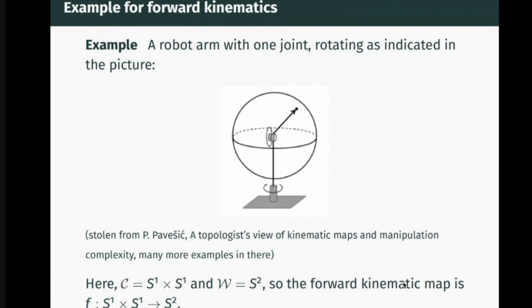And the forward kinematic map is then something which goes from S1 times S1 to S2. So with each of these positions of these two joints here, we associate this point on the 2-sphere. So this is just what this forward kinematics does.